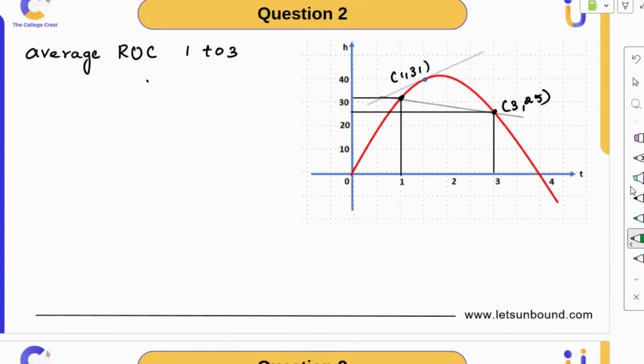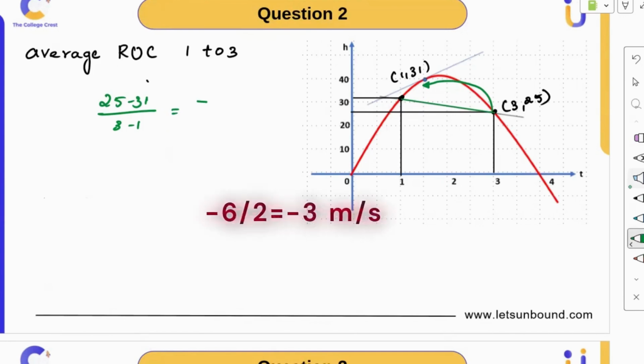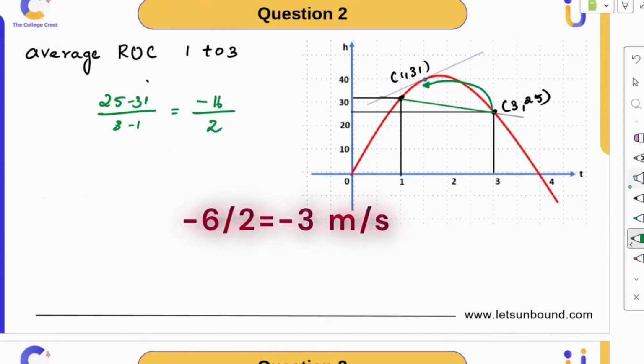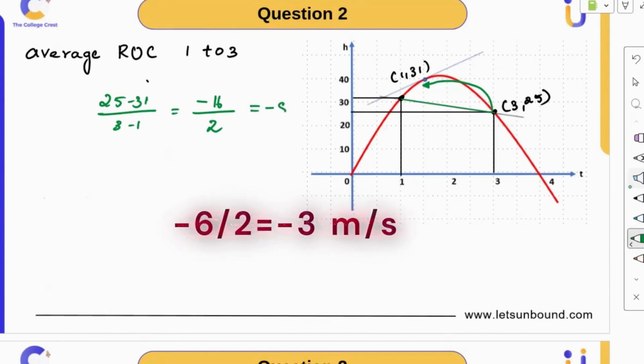Right, so let's apply the general slope formula. 25 minus 31. Okay, we are doing from here to here. So the greater time minus the lower time you should subtract. 25 minus 31 over 3 minus 1. And that's it. So do this one. 25 minus 31 is minus 6, divided by 3 minus 1 is 2, and this would be equal to minus 3.